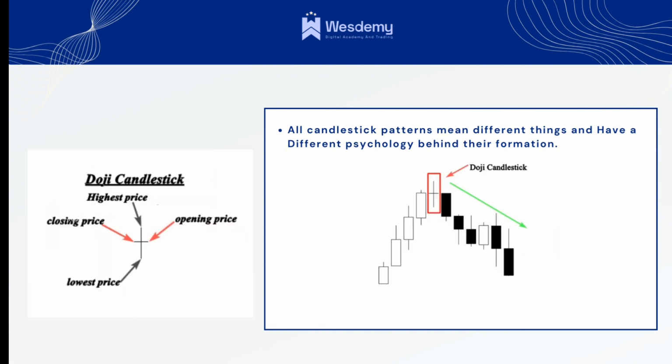Now the next is a doji candlestick. A doji candlestick is also known as an indecision candlestick sometimes. Indecision means that there was a struggle between the buyers and the sellers, and nobody seemed to win. Nobody seemed to win the fight. So they closed at equilibrium. They closed at a draw.